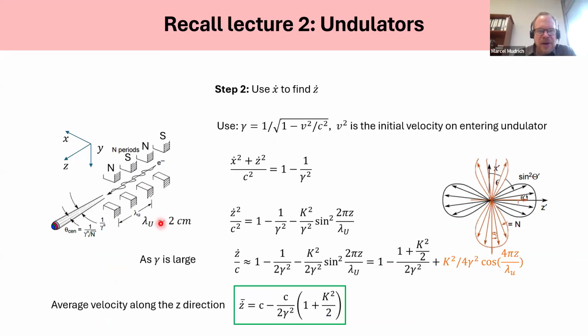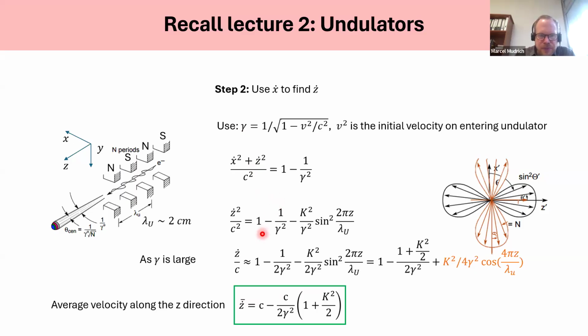Then we also looked at the total relativistic velocity: v squared can be written as vx squared plus vz squared, and over c, this is just another way of writing the Lorentz parameter, this gamma parameter here.